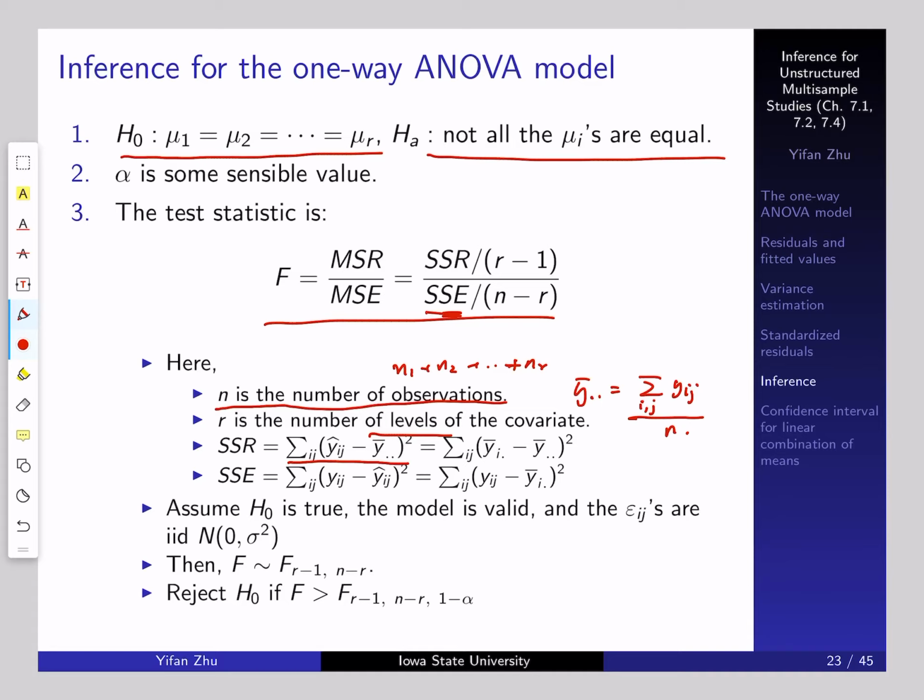Because in the ANOVA model, yij hat is yi dot bar, SSR is yi dot bar minus y dot dot bar, squared and summed up. The SSE is yij minus yij hat, squared and summed. And since yij hat is yi dot bar, for the one-way ANOVA model, SSE is yij minus yi dot bar squared, and then the summation of that.